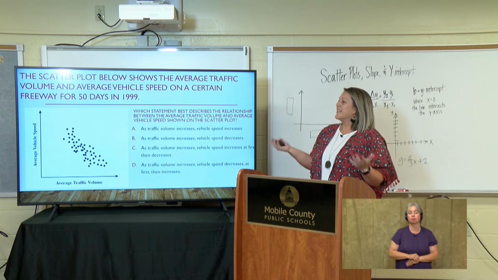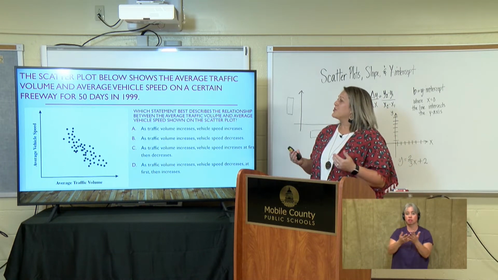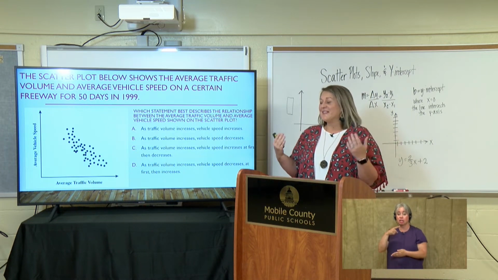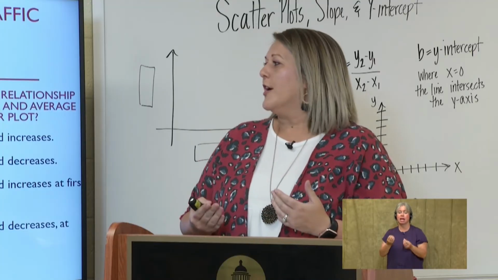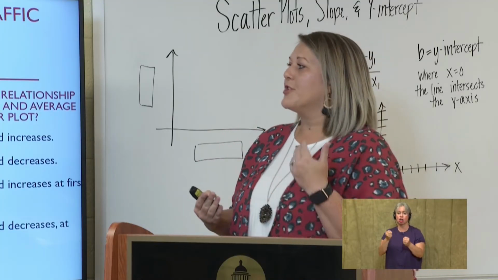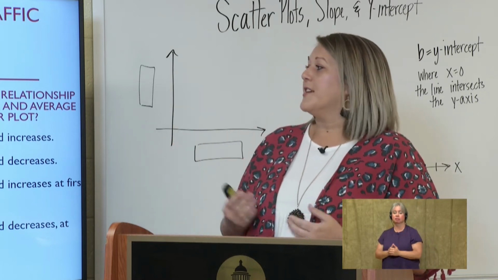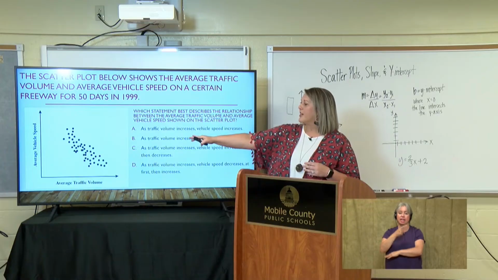So let's look at this example. The scatter plot below shows the average traffic volume. Well, we were talking about volume last week, right? But this is talking about traffic volume. So how many cars are on a freeway? And the average vehicle speed, so how fast the cars are going, on a certain freeway for 50 days in 1999. So they gave us a graph here.